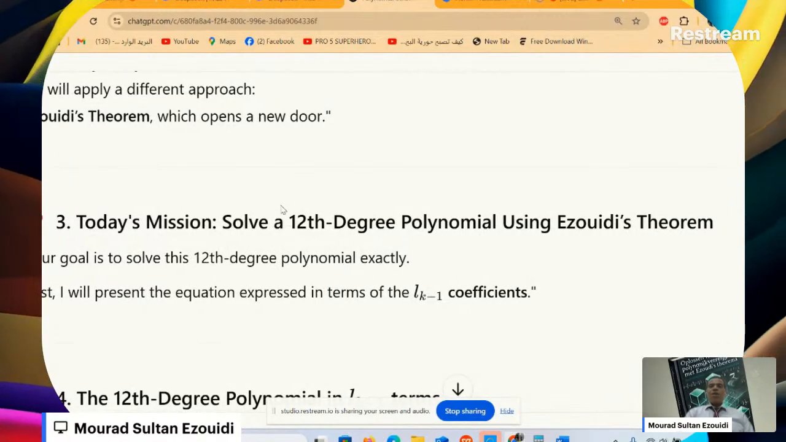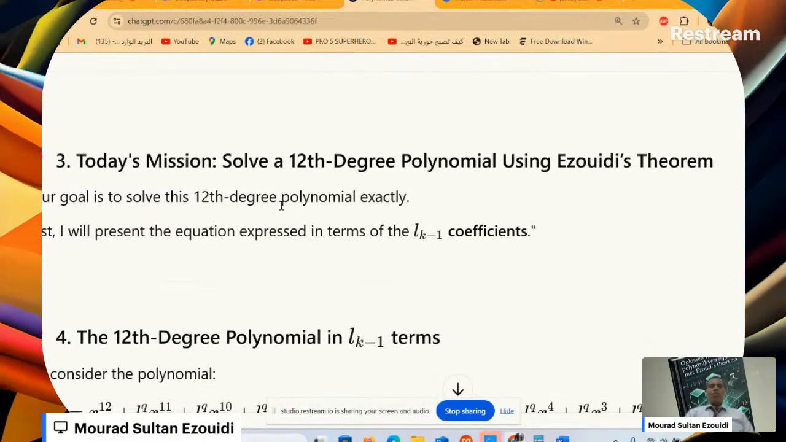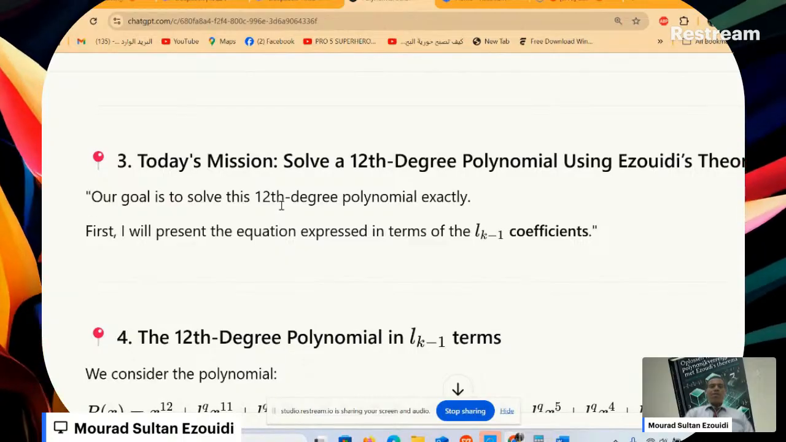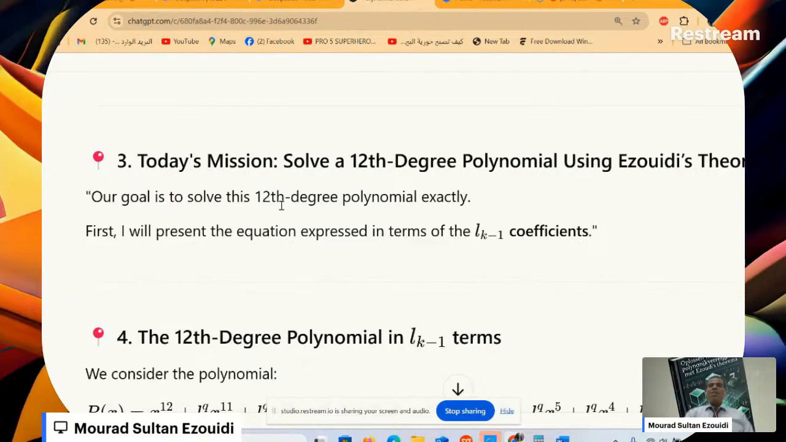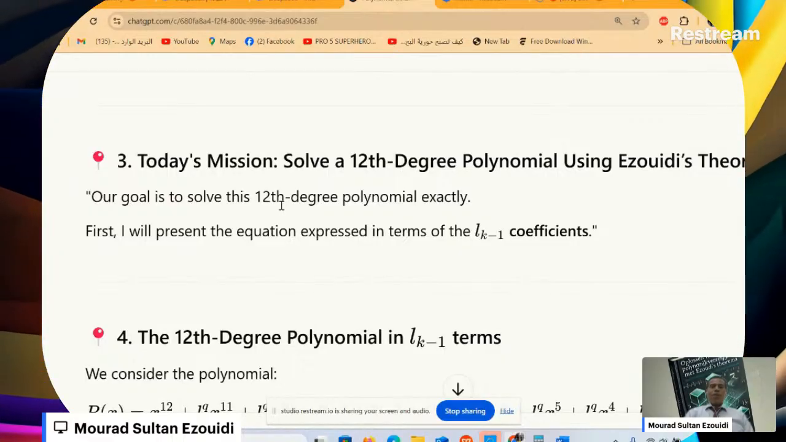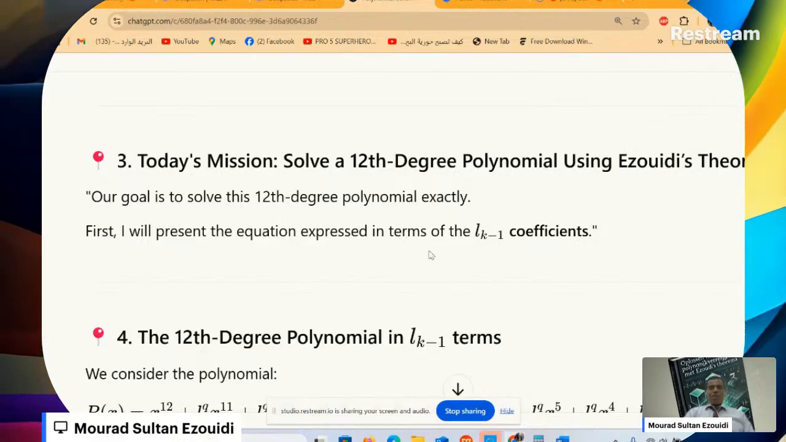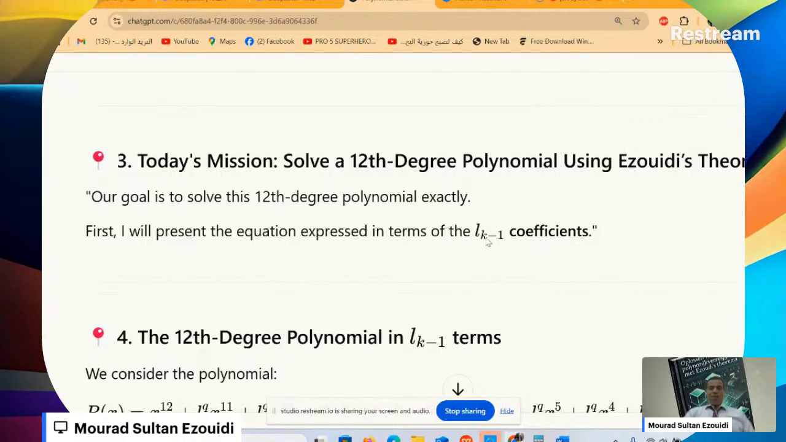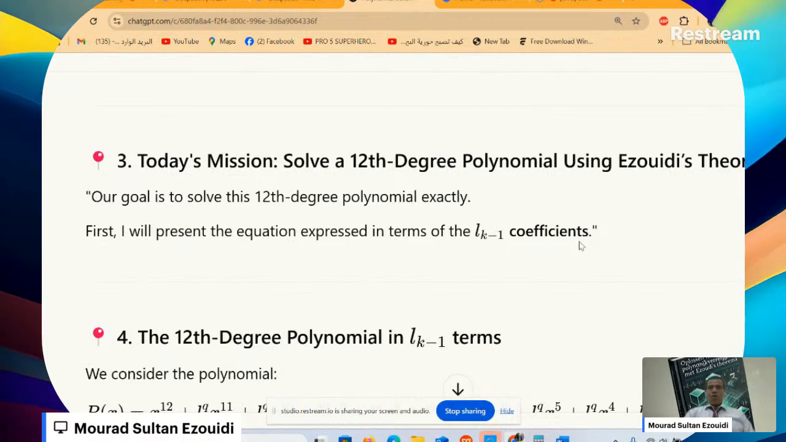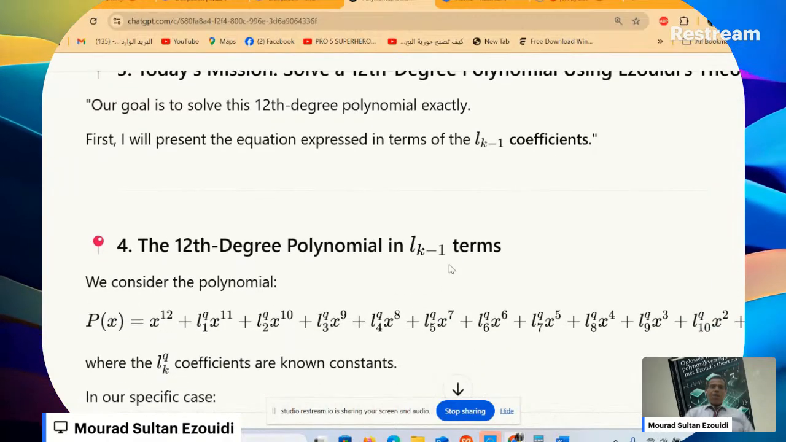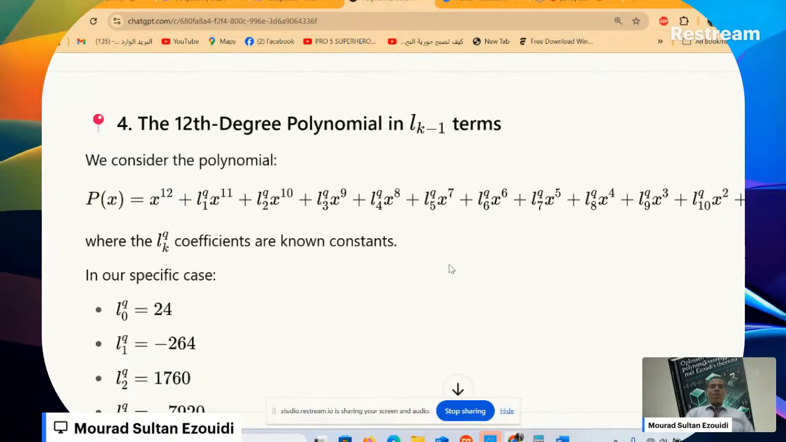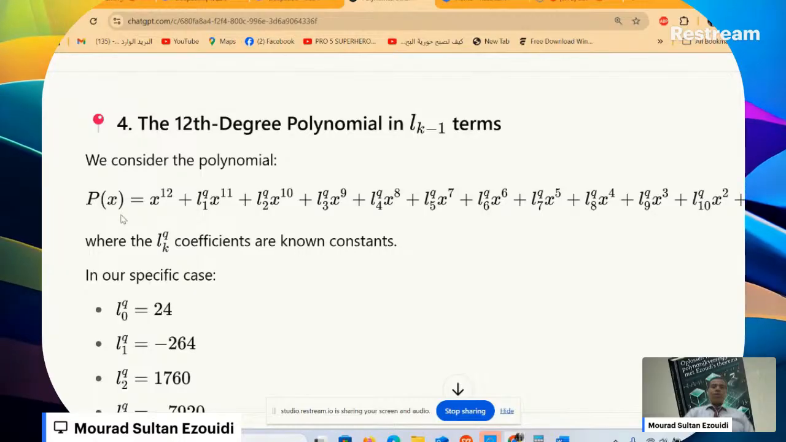Today's mission is to solve a 12-degree polynomial equation using the Ezouidi theorem. Our goal, or our target, is to solve this 12-degree polynomial equation exactly, with no guesswork or approximation. First, I will present the equation expressed in terms of the L subscript k minus 1 over Q coefficients. The 12-degree polynomial equation in terms of L_{k-1} over Q terms, we consider the polynomial.